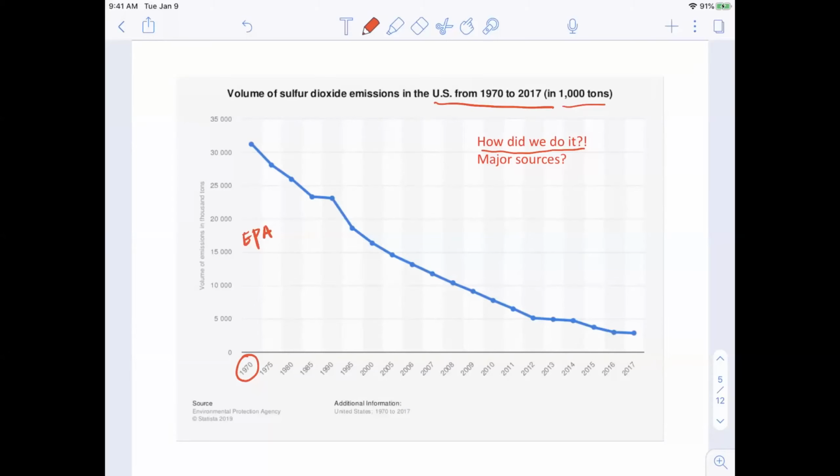But before we talk about how we do it, we need to know what the major source of the sulfur dioxide is. So here I have another quiz question. Let's just take a look. What is the major source of the sulfur dioxide? Right here I'm listing 3 potential sources. And if you consider the major source, what might it be?